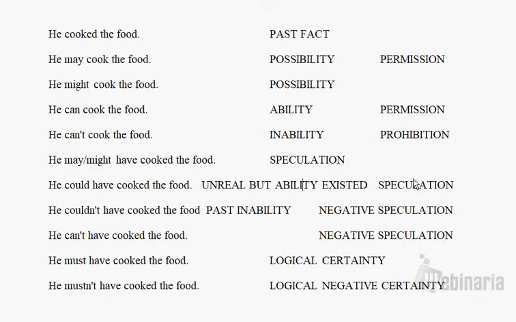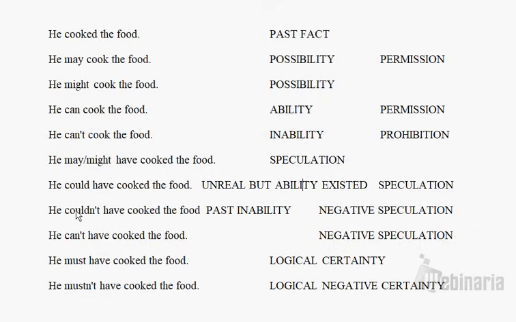And again, we can use this to mean a speculation. So I don't know what he did, but as a suggestion, he could have cooked the food. It's like he may have cooked the food. I'm speculating about what he did, and he could have cooked the food, one of the possibilities in the past, but I'm not sure about it.